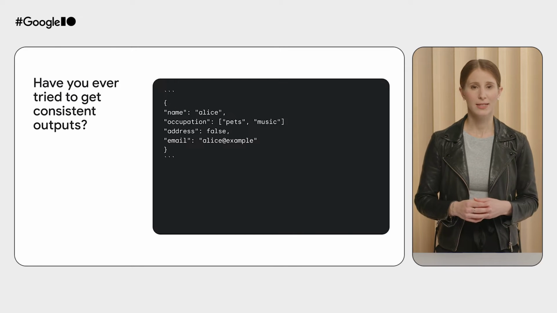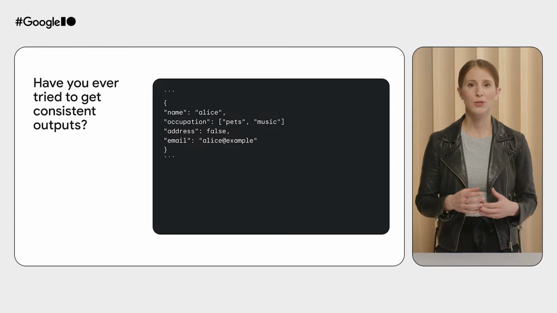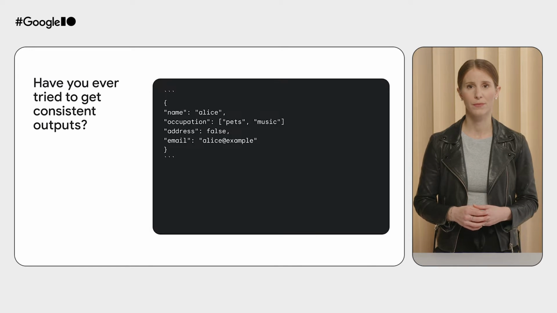Have you ever tried to get consistent outputs from a generative AI model? As you start to interact with these models, you might begin to see a lot of variation in the output, not just in the content itself, but also in the formatting and structure of the output. Even with exhaustive prompting, LLMs can produce inconsistent outputs, which makes it difficult to handle and parse the output downstream in your application code.